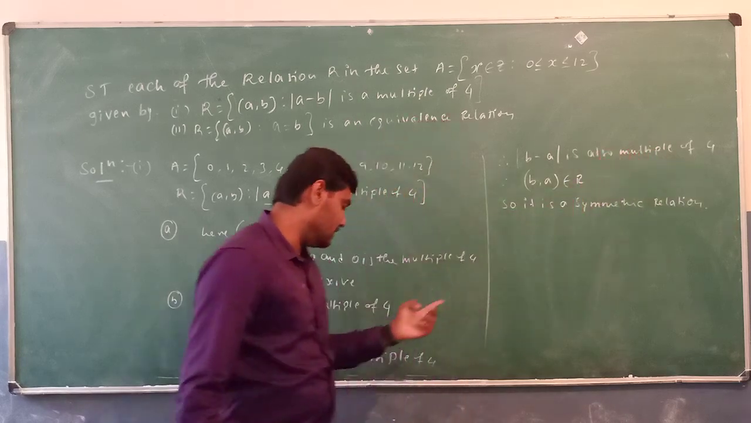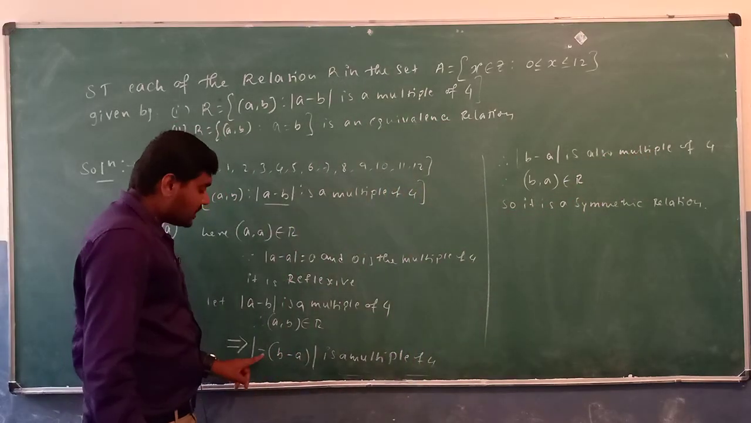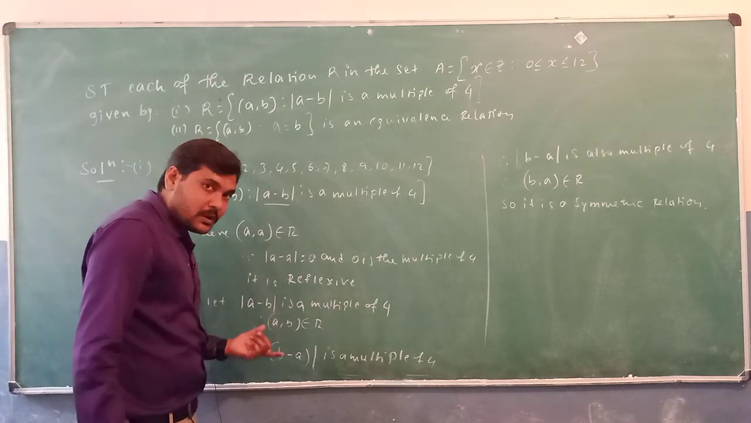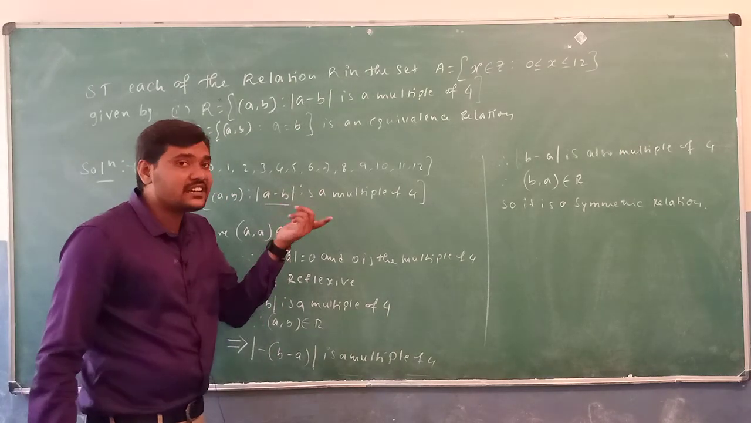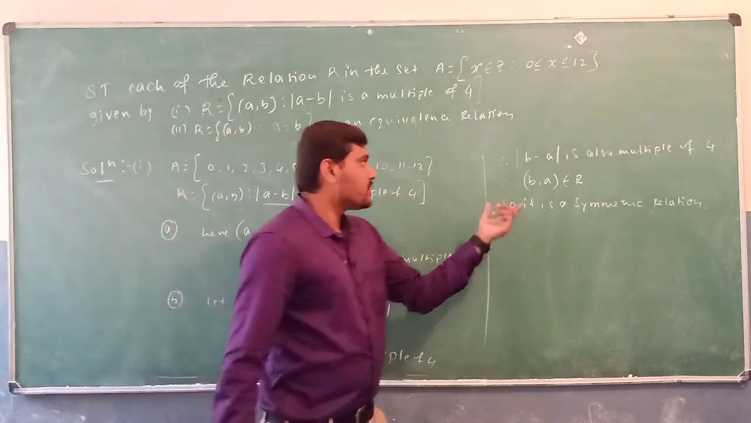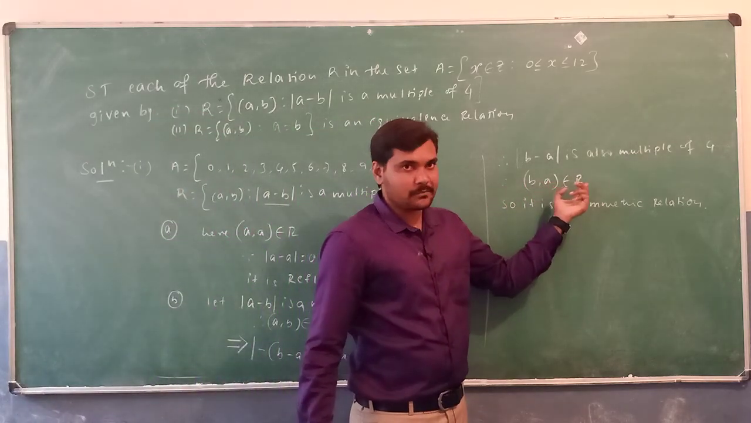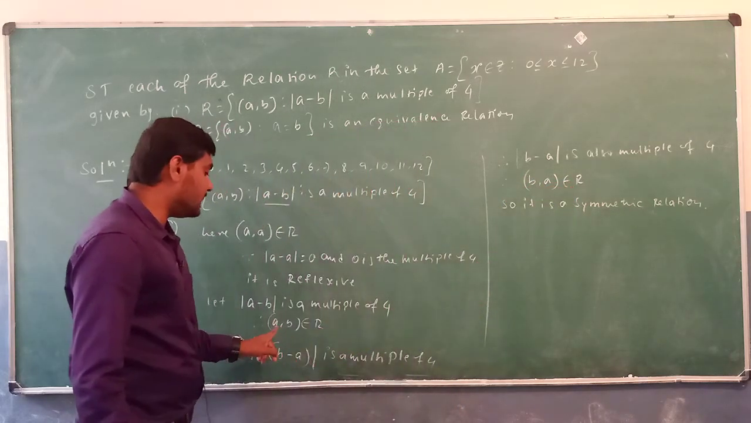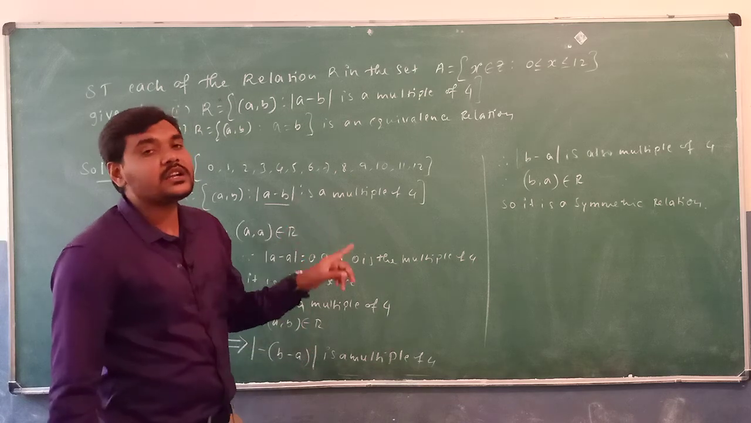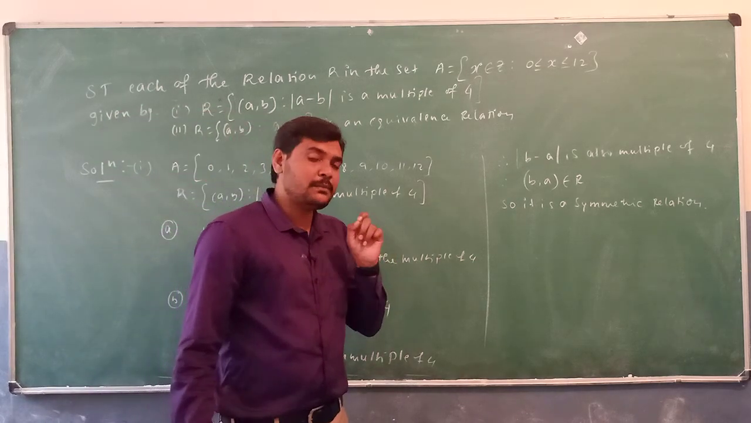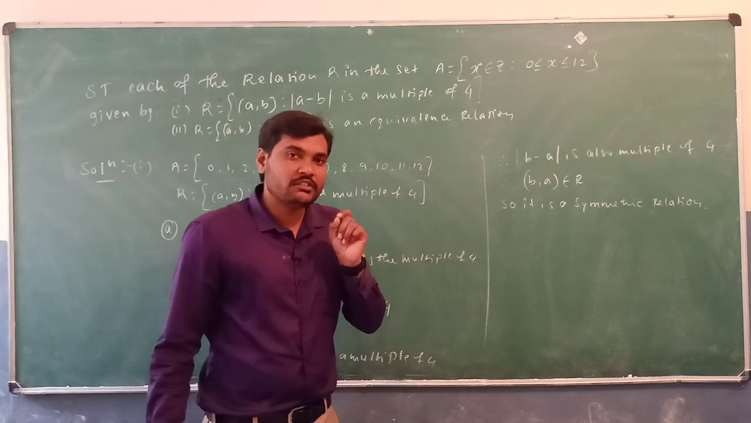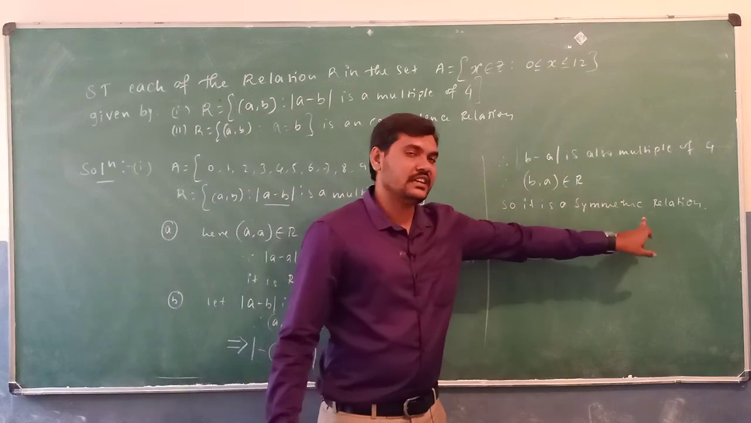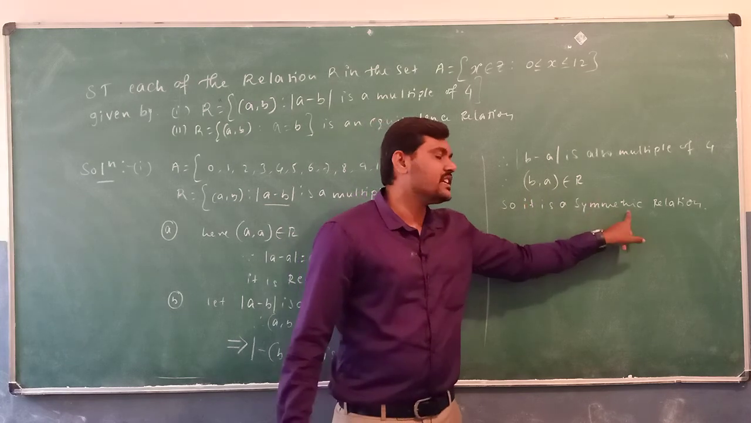Please try to understand here, the concept is very clear. Suppose I am taking a negative sign in the term A minus B. It's going to be positive because under the modulus sign, the negative sign becomes the positive sign. So we are getting B comma A which belongs to R. So when A comma B belongs to R, we know that B comma A also belongs to R. According to the definition of a symmetric relation, suppose A comma B belongs to R, which implies that B comma A also belongs to R, then it's called a symmetric relation. So this relation is going to be a symmetric relation.